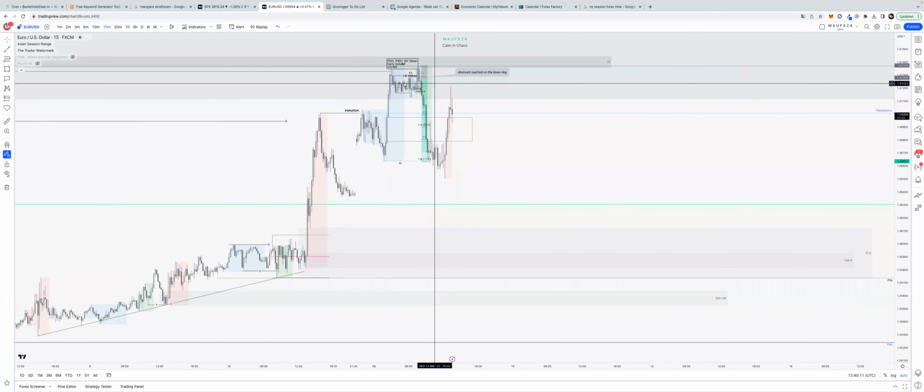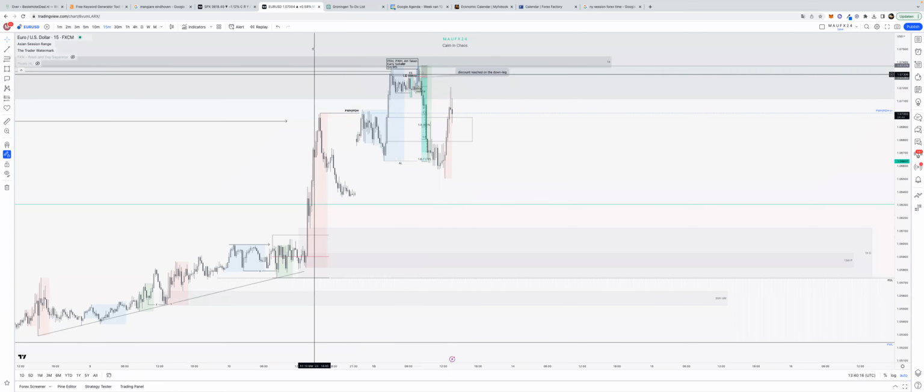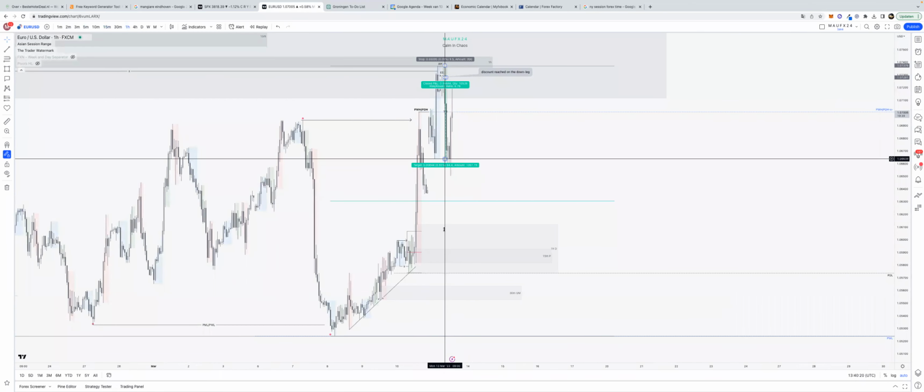Now we can see price coming back. There's another area we can look to sell from. However, I'm not trading New York anymore. So overall, what can we see? Maybe either this.